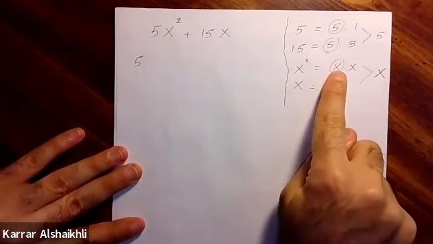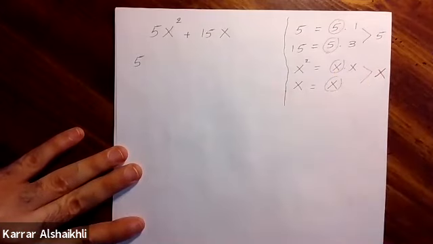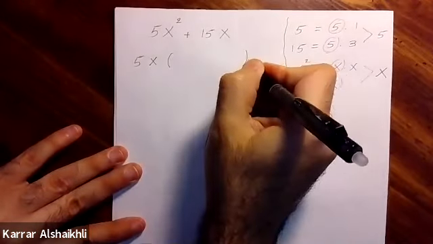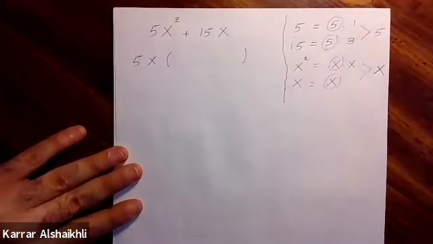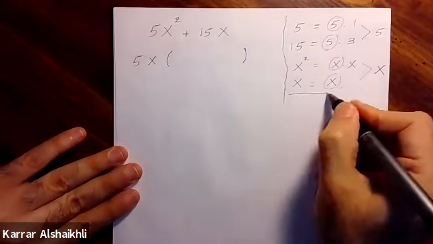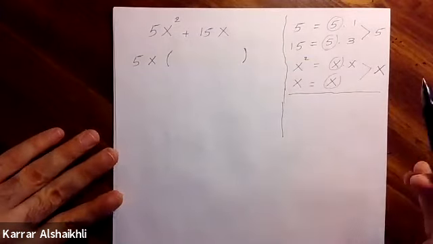Because I'm going to take one x from here, one x from here. That means the common is x. So I'm going to write down x here. Now I need to write down the leftover inside parentheses. So I'm done from step 1. I found the GCF. Step 2, I need to find the leftover here.